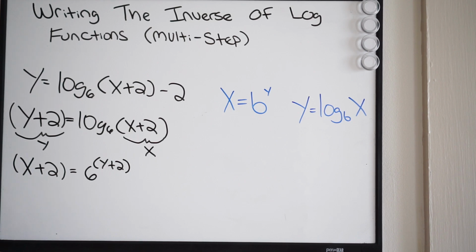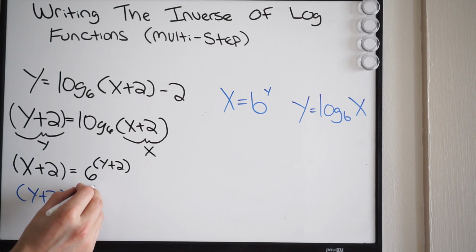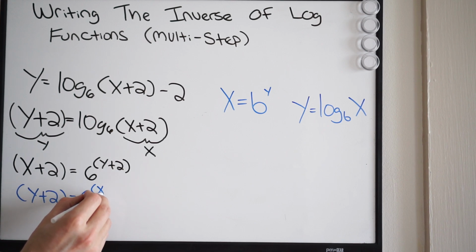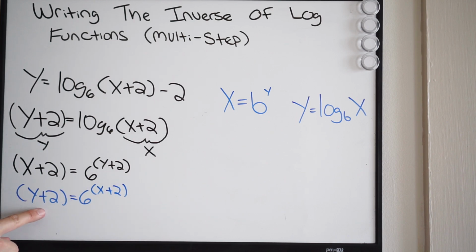We simply just replace the x with y and the y with x. So let's go ahead and do that. So here comes the switch. So now we have y plus 2 equal to 6. Replace the y with x. Okay, last step, subtract 2, and we'll have y equals here.